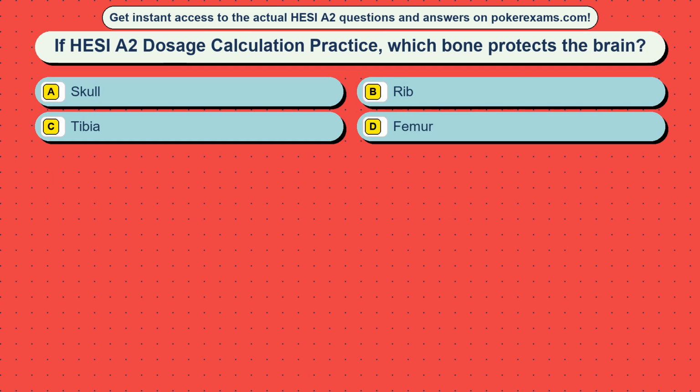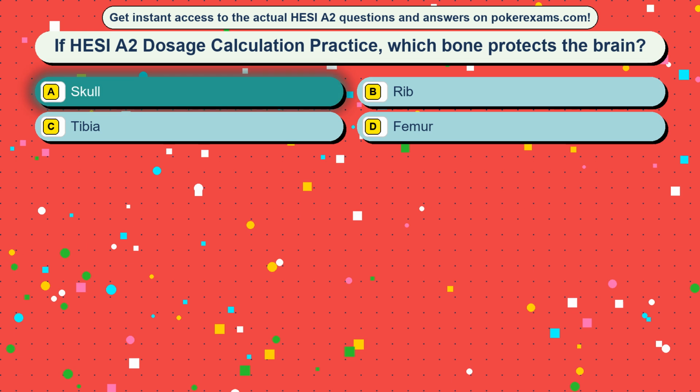Question 10. If HESI A2 dosage calculation practice, which bone protects the brain? Option A, skull. Option B, rib. Option C, tibia. Option D, femur. The correct answer is option A, skull.